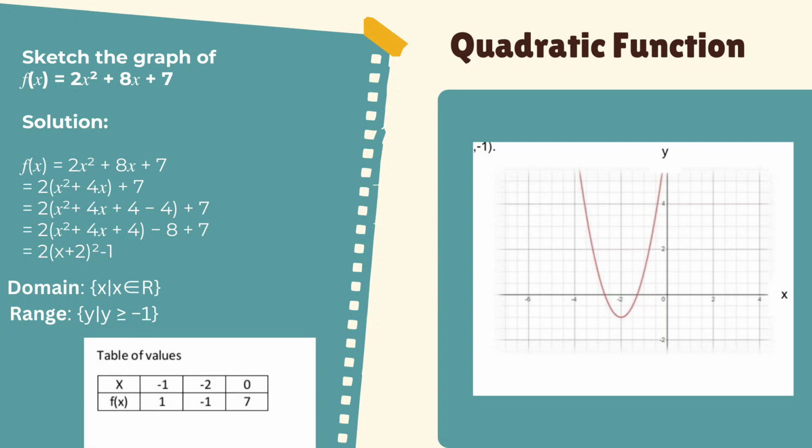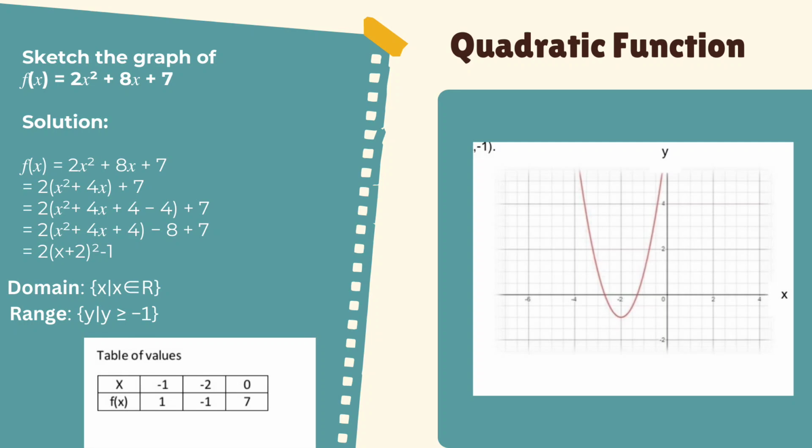Parabolas may open upward or downward and vary in width or steepness, but they all have the same basic U shape. So when you have a quadratic function in either form, if a is greater than 0, then the parabola opens upward. If a is less than 0, then the parabola opens downward. So to understand the graph of a quadratic function, let's have an example. So we have to sketch the graph of f of x is equal to 2x squared plus 8x plus 7.